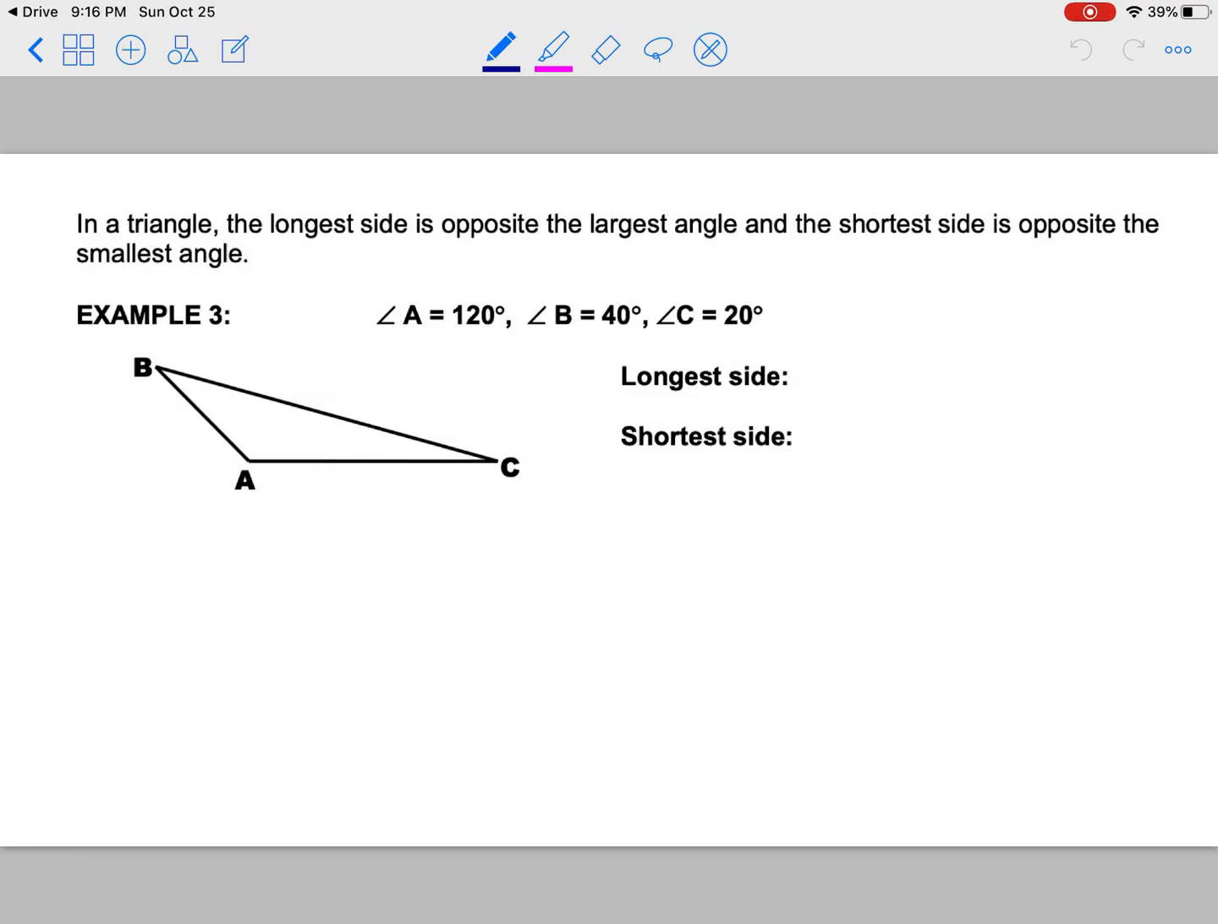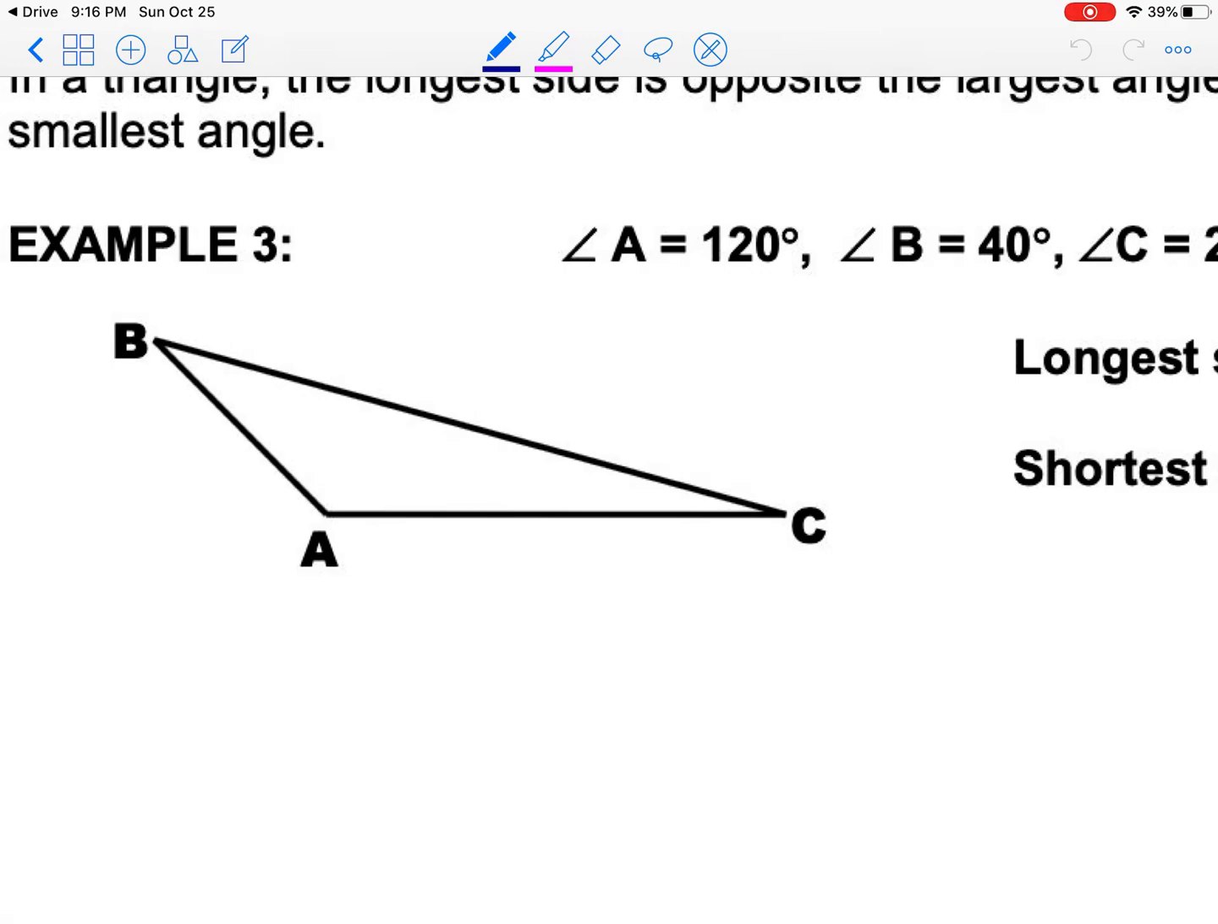All right, the next thing that we're going to talk about is how to determine which is the longest side and which is the shortest side, or biggest angle and smallest angle. And so we can use the opposite of what we were given to determine that. So if we were given the angles, we could always figure out who's the longest side because we know that it's going to be opposite the largest angle. Same thing, shortest side will go across the shortest angle.